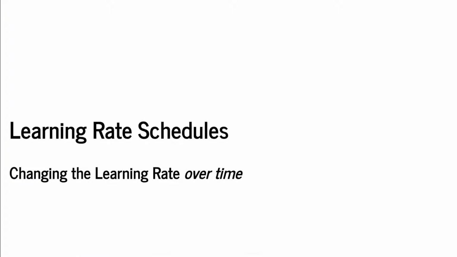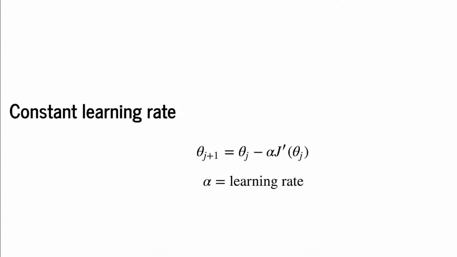For the next video in the learning rate series, we're going to take a look at learning rate schedules. So this is changing the learning rate over time instead of keeping it fixed throughout training. We'll have seen this formula before in a previous video, and this is how we update the parameters of a network using stochastic gradient descent.